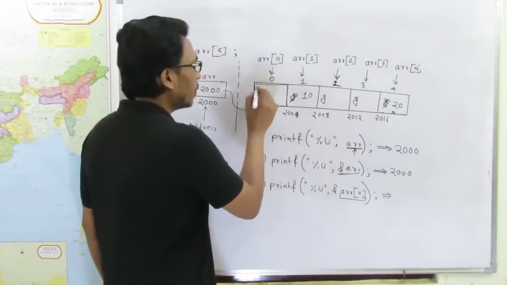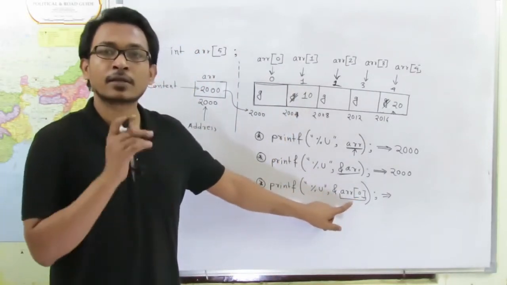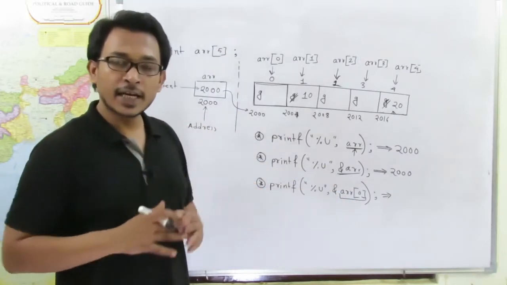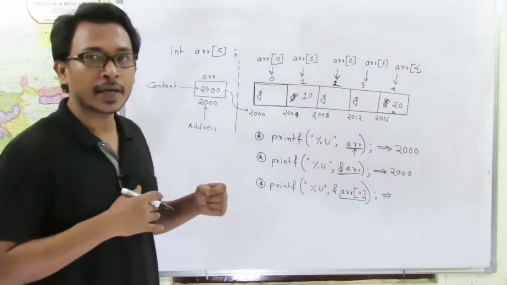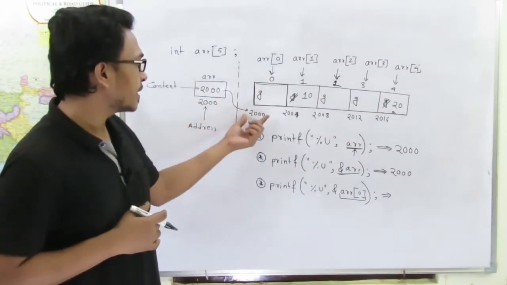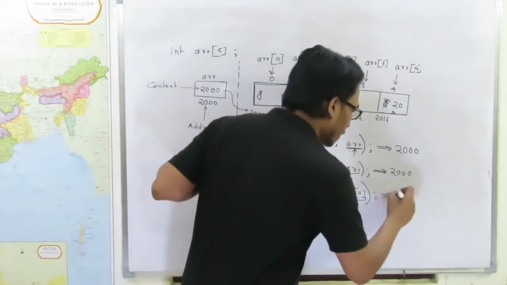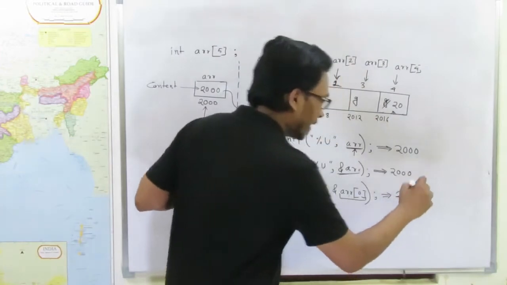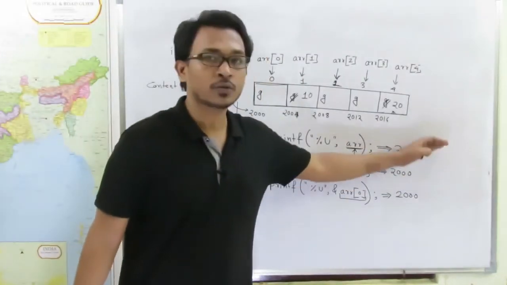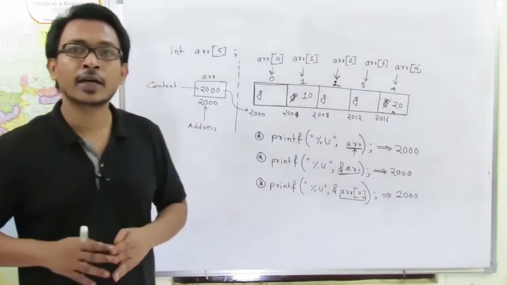So now we are using the address of operator with this first element. That means the system will give us the base address of the first element of the array. So what is the base address of this particular first element? The base address is 2000. That means here we will get 2000 again, but this is not the same as the previous one. The value is the same, but logically they are different.